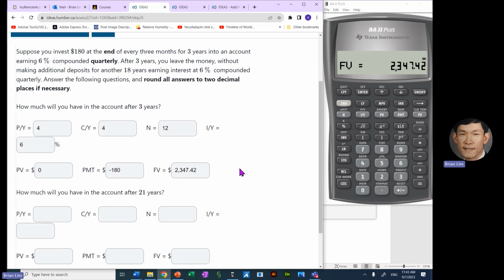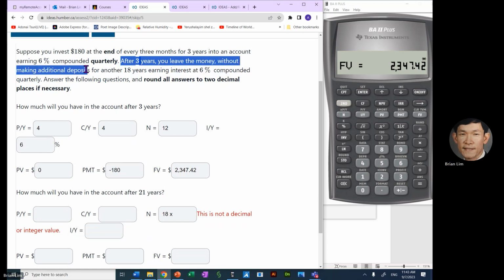How much will you have in the account after 21 years? Well, you're getting the 21 years because you have 3 years and then you have 18, so 3 plus 18. But when you're calculating N here, you will use 18 years and you multiply by some number. All right. What is P/Y? Well, there are no more deposits. Okay, so it's left in the account after 3 years. You leave the money without making additional deposits.